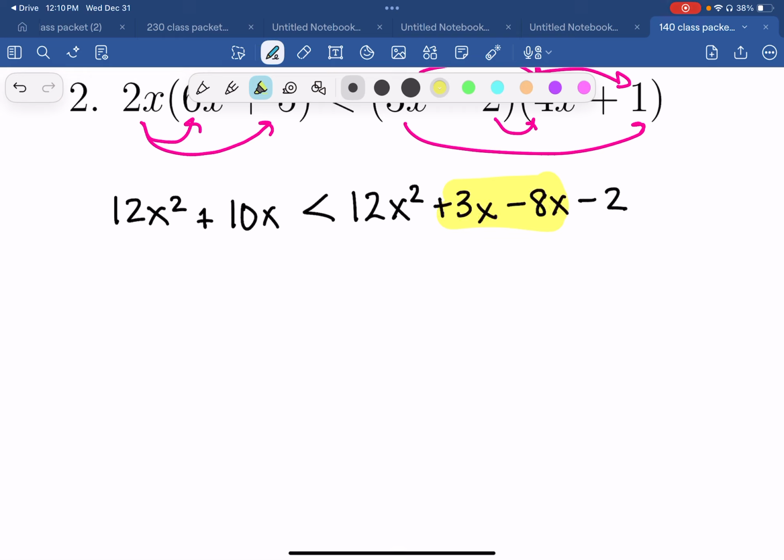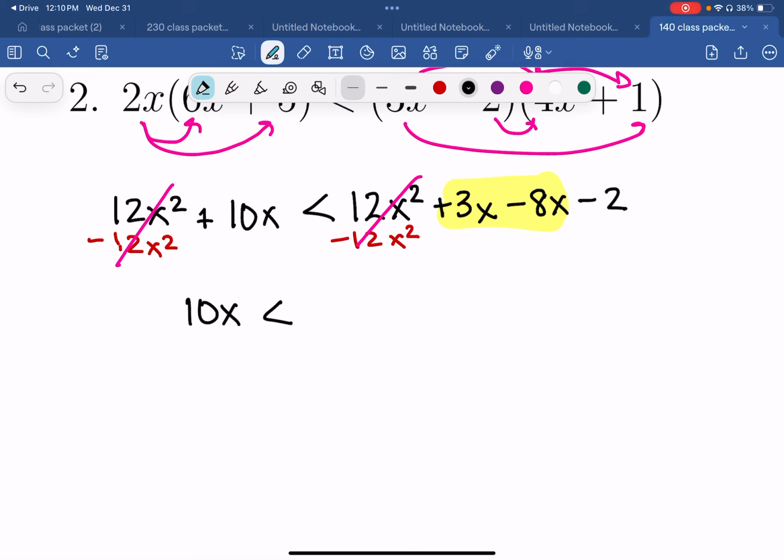those together. And notice also that I have a 12x squared on both sides, so I'm going to go ahead and subtract 12x squared from both sides. So in this step, I'm going to subtract 12x squared. Those are going to cancel. And then I'm going to combine what's on the left. So I'm going to have a 10x here on the left, and the 3x minus 8x is negative 5x minus 2.